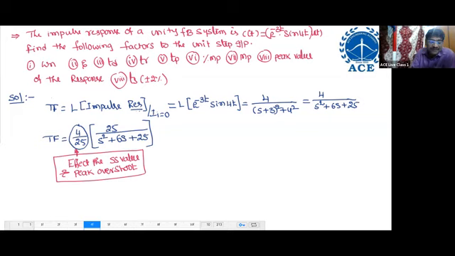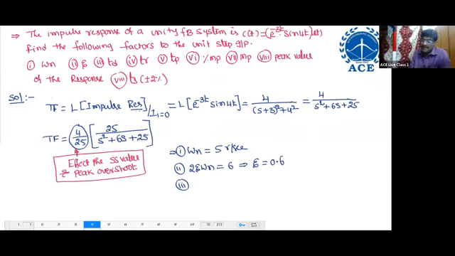Now come on, find omega n first. Omega n, how much? 5 radians per second. Next, 2 zeta omega n equal to how much? 6. Find zeta, 0.6. Next, third bit. Come on, find one by one. We find delay time, rise time.